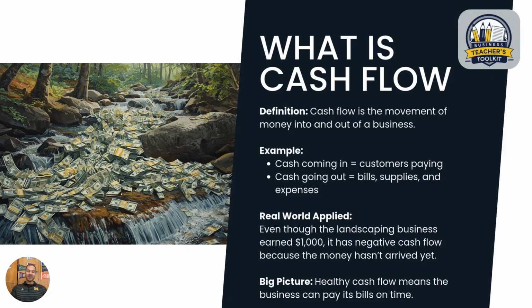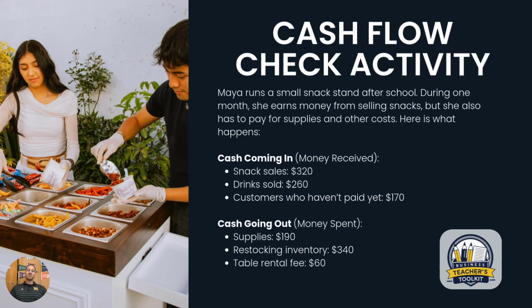I connect this back to that landscaping example. Even though they earned $1,000, the money hasn't arrived yet, so they can't pay their bills. That's negative cash flow. I bridge this to the next idea: why cash flow is about survival. It tells us if the business can pay its bills right now. And so we do a cash flow check activity.